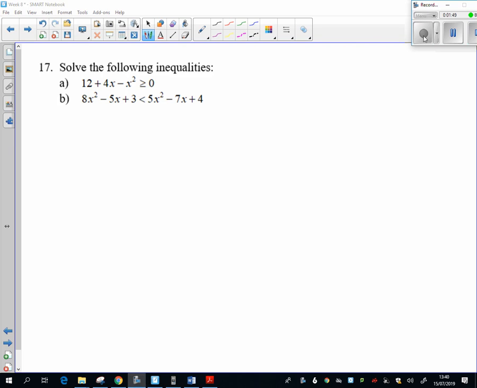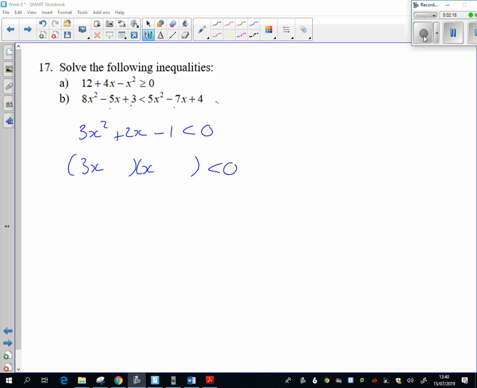Okay, for part B, I'm going to have to rearrange, so I think it makes sense to subtract the left-hand side from the right-hand side so that I end up with a positive x squared. So I've got 8x squared minus 5x squared, I've got minus 5x plus 7x, and I've got 3 minus 4. So I'm going to hope that it factorizes. If it doesn't, I'll just pick up my calculator.